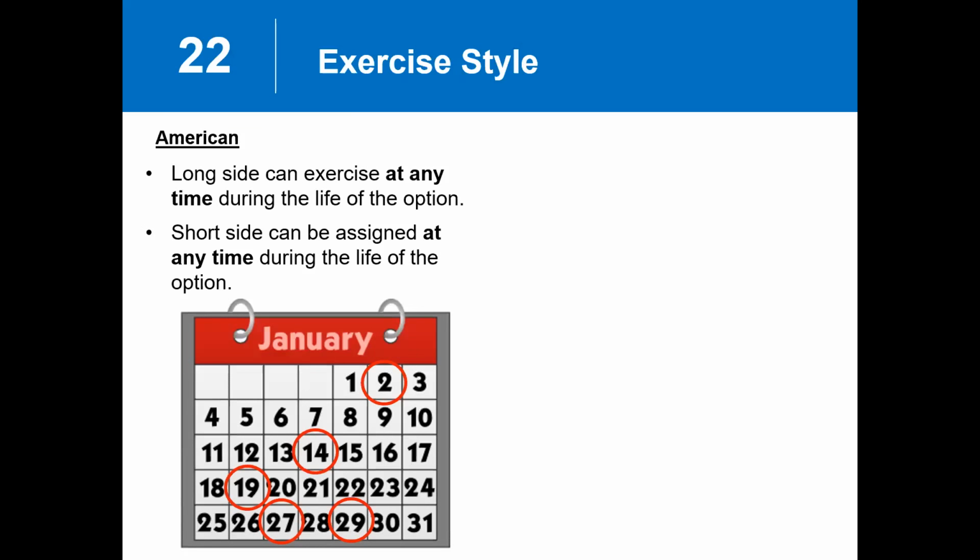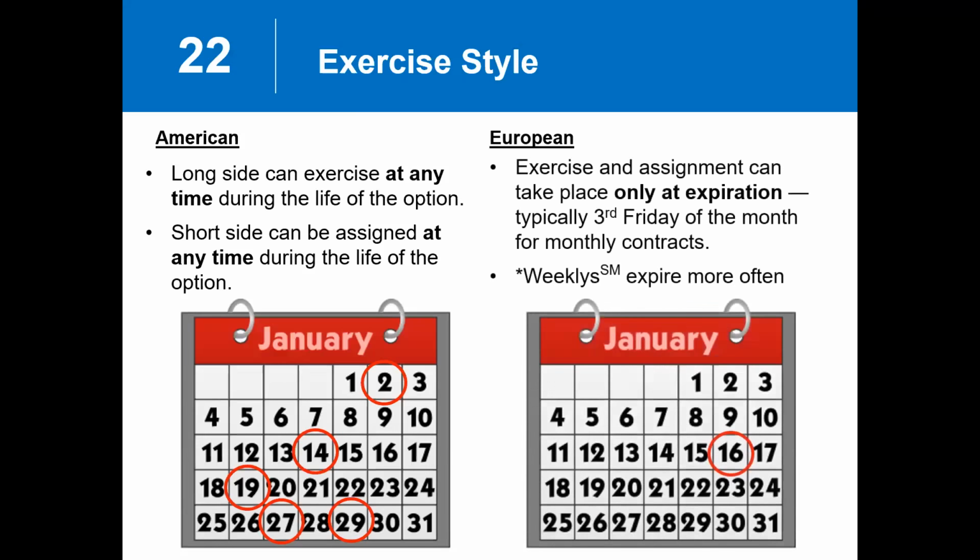All right. So the long can exercise at any time. The short side can be assigned at any time. And I'll talk us through a little bit when we get to premiums, when it's likely that you will be assigned and when the long contract may be exercised. They're American style contracts. Again, exercise or assignment any time right up to expiration.